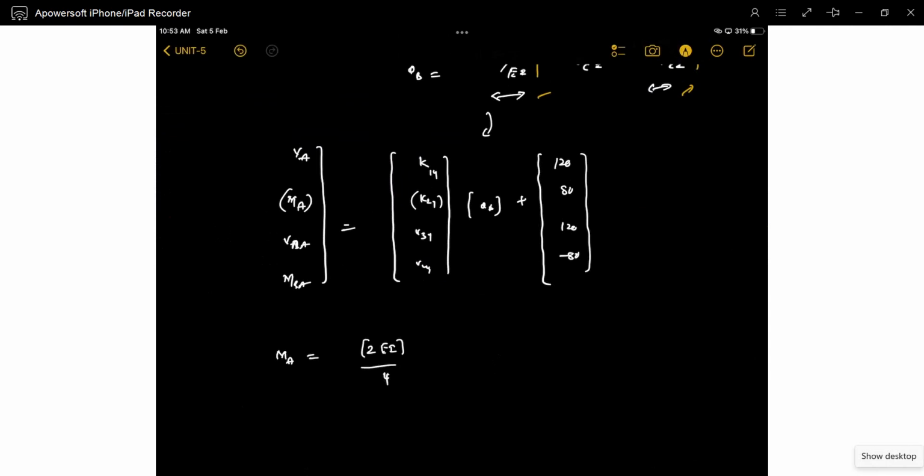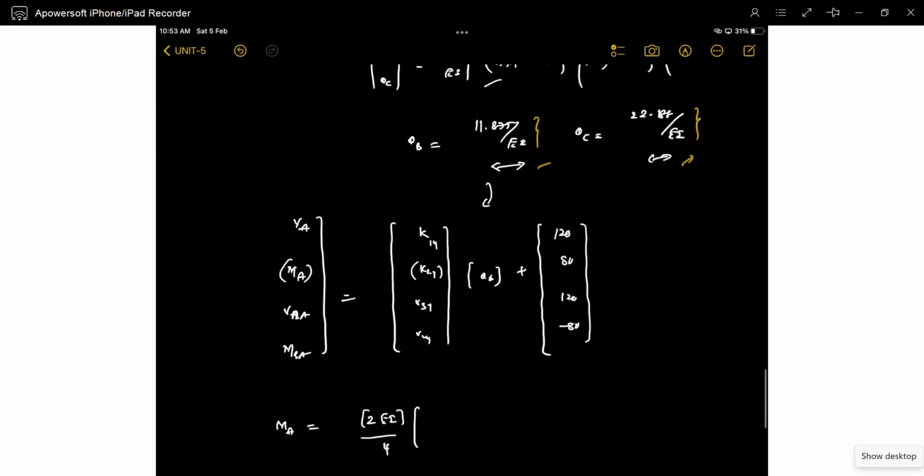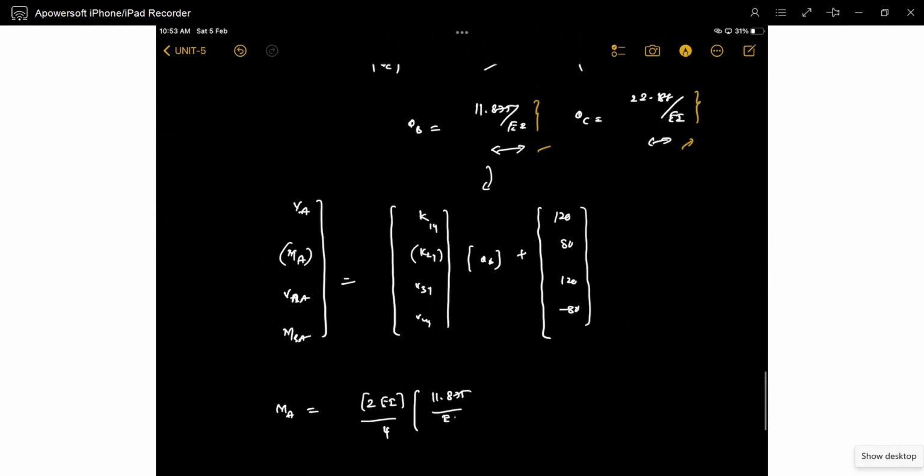So 2EI by L means what? First element, no? First element is 4. 2EI by L. Theta B is what? Theta B is 11.87 by EI plus 80. Plus 80. That's it. So what is this value? If you know the EI value, there is no need of EI. You can strike out. 80 plus 5, something like 85.938 kilonewton meter.